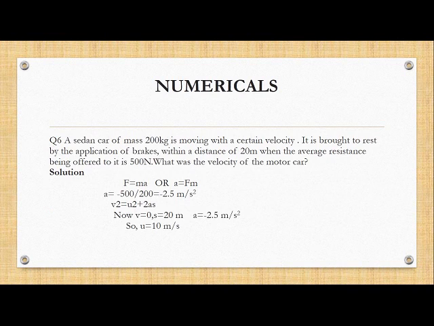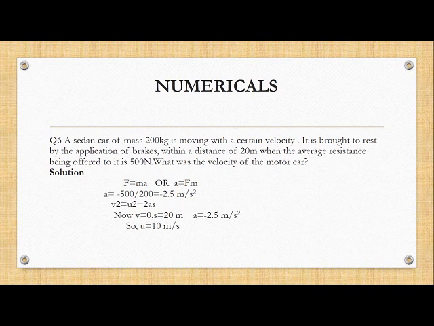Now next question. A sedan car of mass 200 kg is moving with a certain velocity. It is brought to rest, that means final velocity becomes 0, within a distance of 20 meter. Then the average resistance being offered to the car's tire is 500 Newton. Then what was the velocity of the motor car? So, children, here again everything is given. Force is given, mass is given, right? So first we will find the acceleration. Once we find out the acceleration, we will find the final velocity.